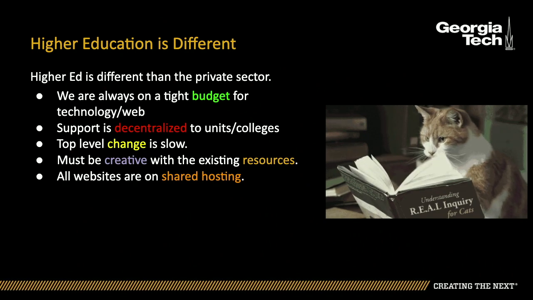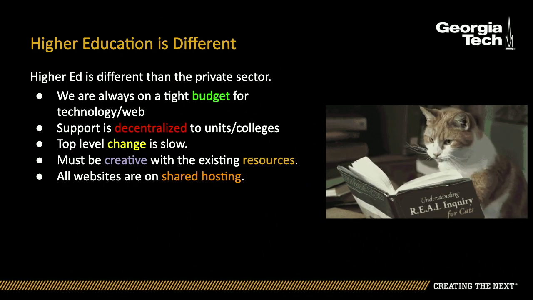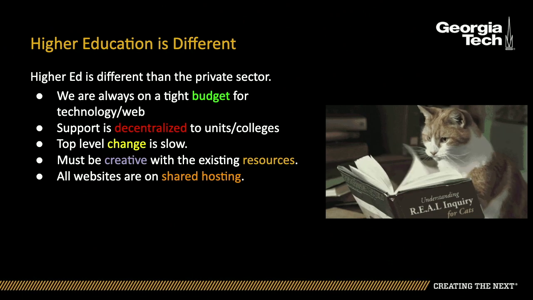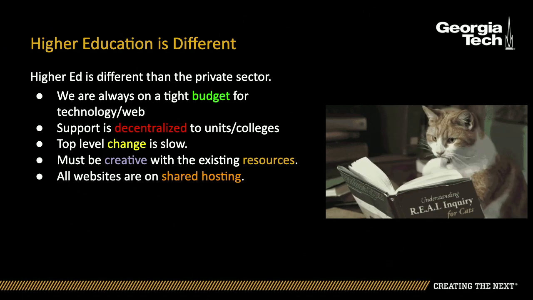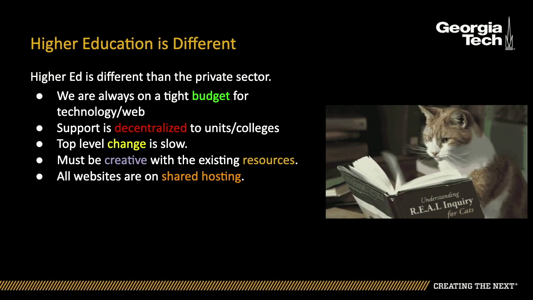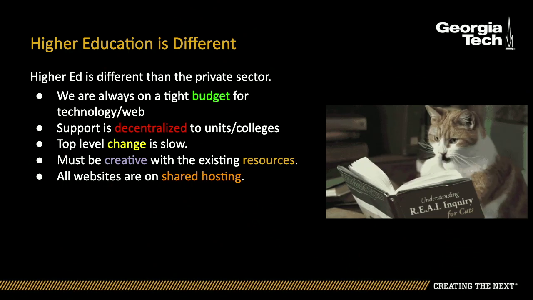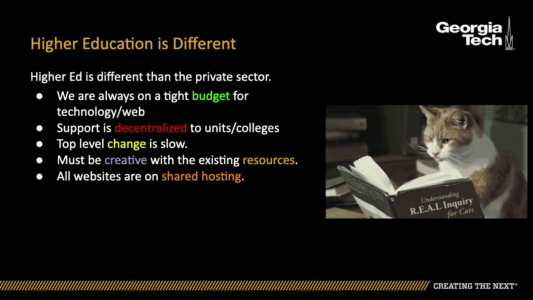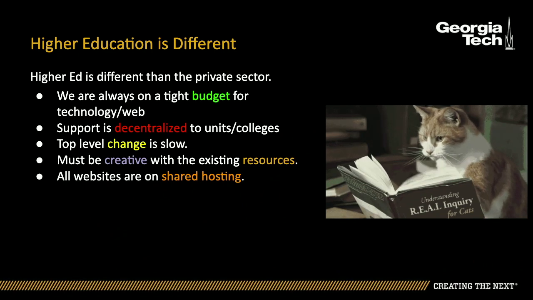And anytime we want to change anything, it's a very slow process, lots of meetings, lots of back and forth and trying to agree on different products. Getting even something like software could take months and months and months. In the private sector, you're just like, okay, we're going to buy this, set it up, we'll figure it out and go. For us, we only have enough money to pick out one thing, and if we mess up and it doesn't work, we have to make that work for our products. And so finally, all of our websites for the entire campus are on sort of shared hosting.